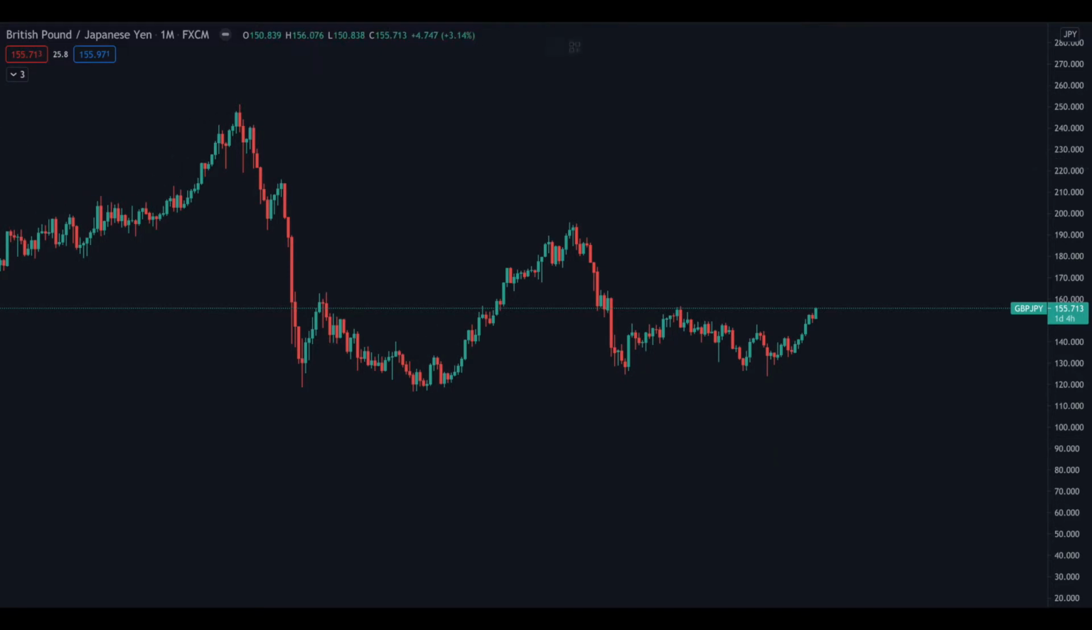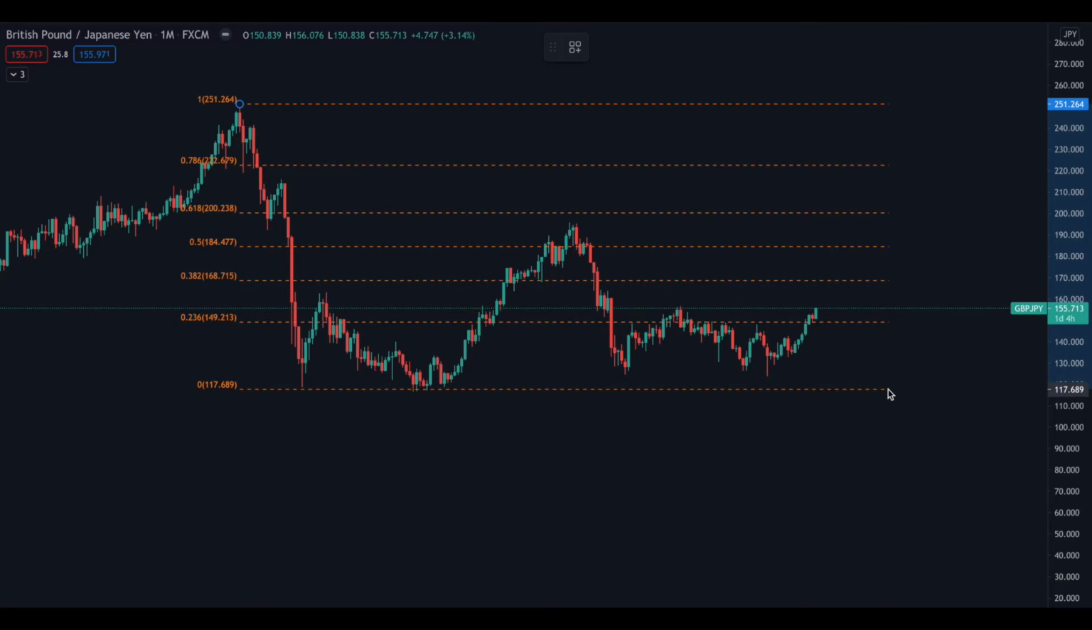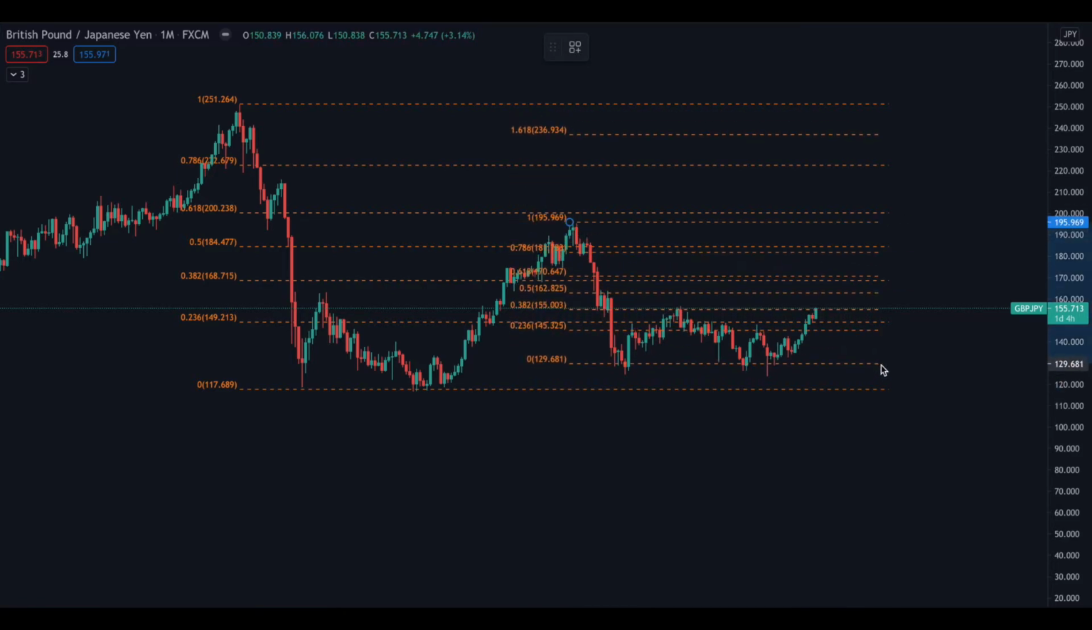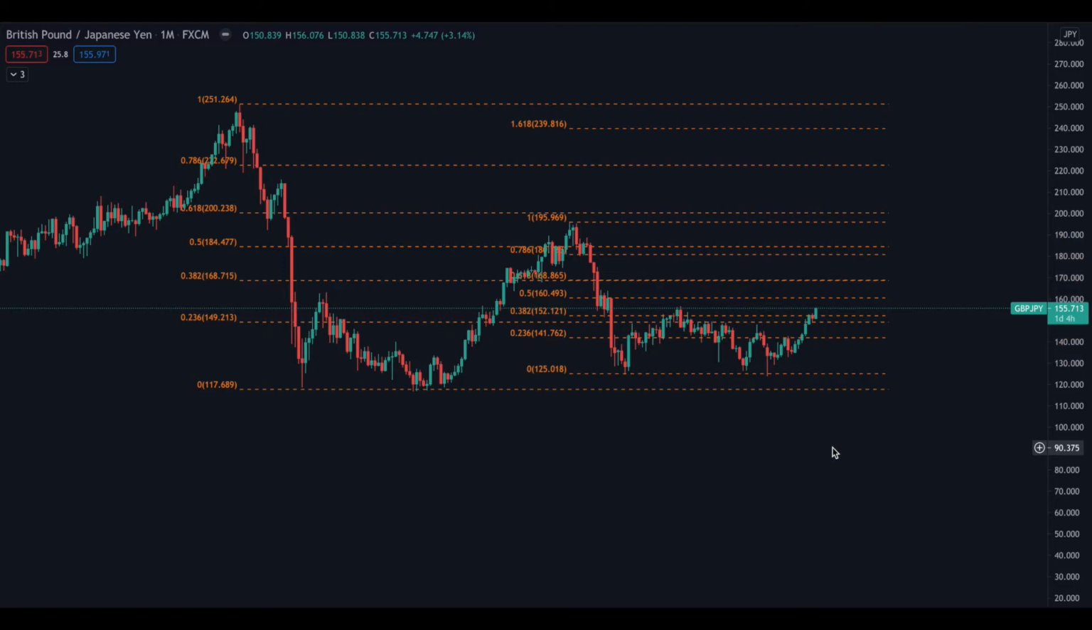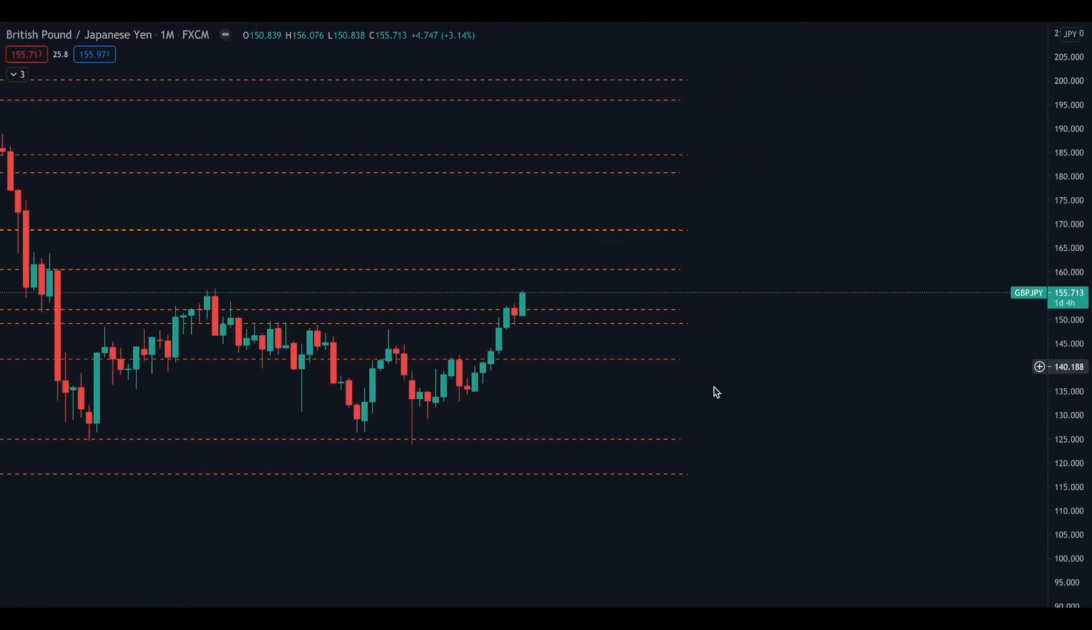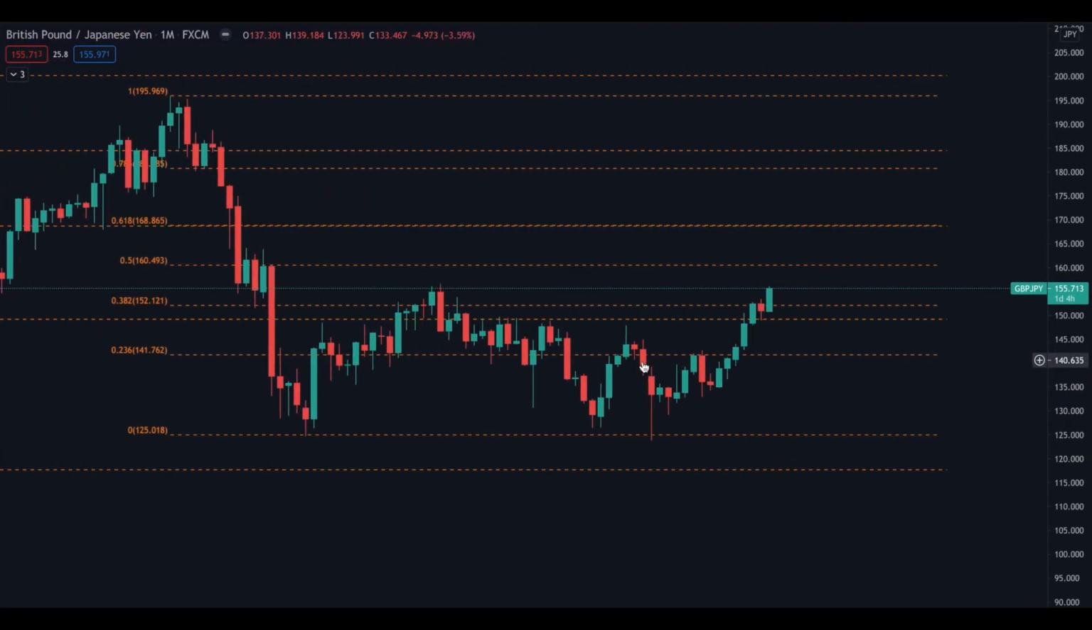Straight away on the monthly then, I'm going to draw a fib here from this high right down to this low. This is sort of the 2008 crash, 2007, 2008. I can draw another fib then from this high to this low. This is the Brexit crash, and then if we zoom in here, we've got the COVID crash here.